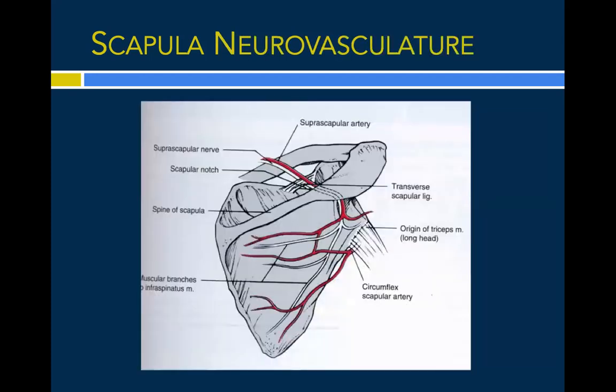In terms of the neurovasculature around the scapula, again, you've got the suprascapular artery and nerve that are going to run right through that notch and make a 90-degree right turn and then move their way inferiorly. You also have the origin of the triceps inserting on the underside of the glenoid and the circumflex scapular artery running inferior to that. So majority of that blood supply wrapping around it is the suprascapular artery and then that circumflex scapular artery.